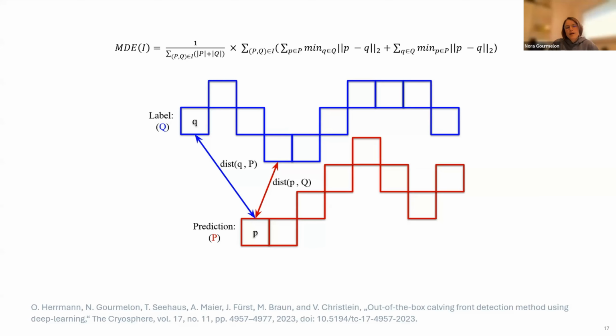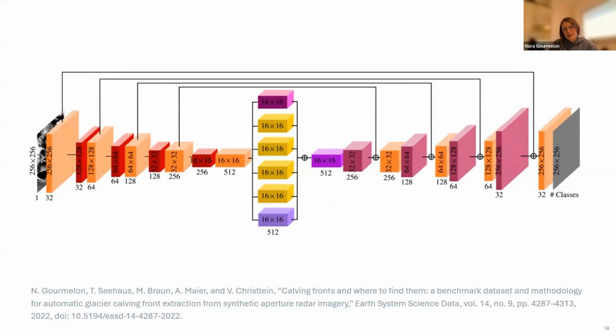In the framework, we also have two baselines, one for each type of label. So here we still try to do the direct binary calving front segmentation as well. And both of these baselines are based on the U-Net, but it has an additional atrous spatial pyramid pooling module in the bottleneck to get those different sizes of the objects.